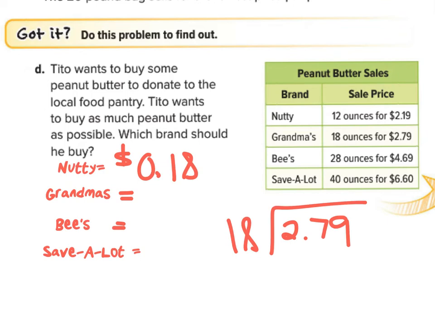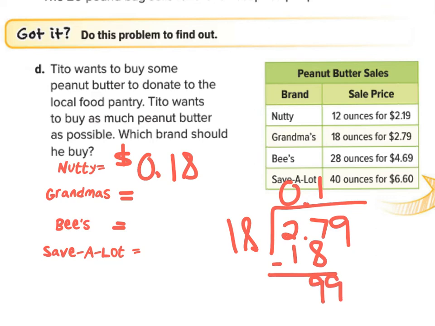Let's solve for Grandma's. Now we have 279 divided by 18. 18 into 2 is none. 18 into 27 is 1. And we have our 18 here. That makes it 9, right? 9 right here. When we subtract, bring down the other 9.